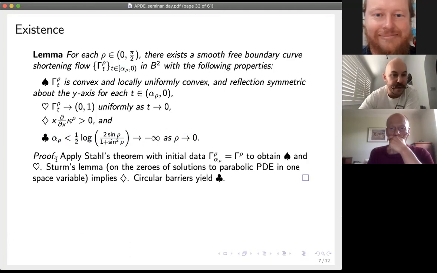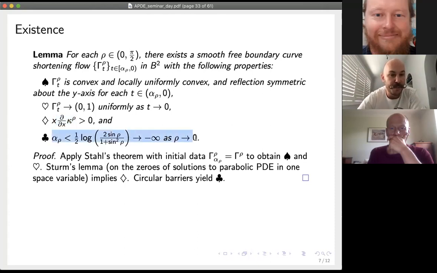The proof, as I've already mentioned, basically just applies Stahl's existence theorem to these initial data, and time translates so the final time is time 0. That gives you the first two points, basically. The third point comes from an application of Sturm's lemma on the zeros of solutions to parabolic PDE in one space variable. It tells you that if your curvature only has one critical point initially, it can't develop new critical points, and it can't lose a critical point either, by the reflection symmetry.